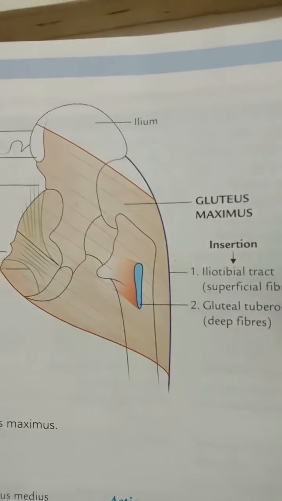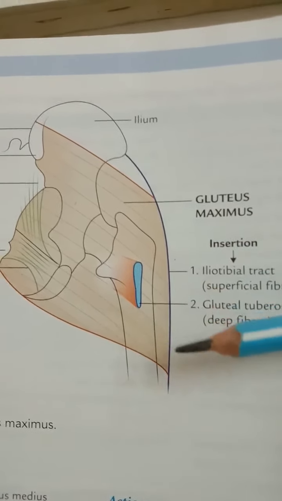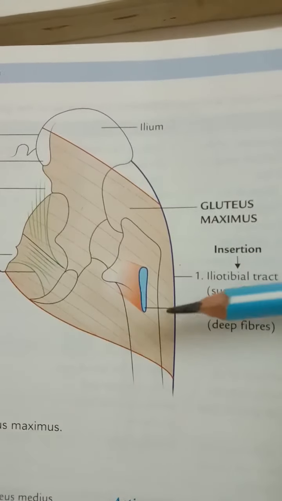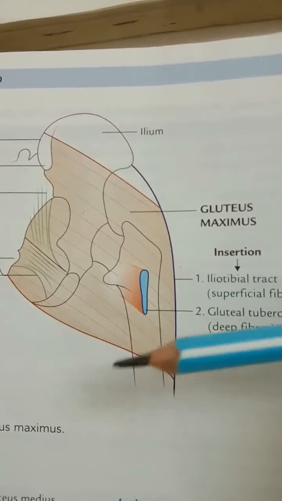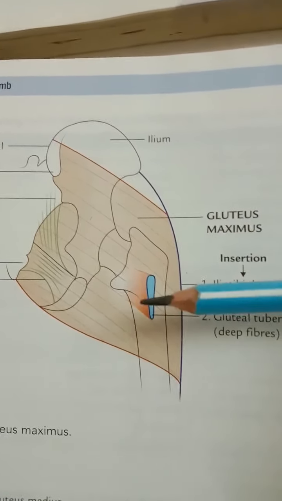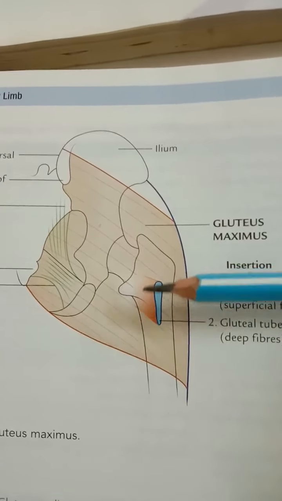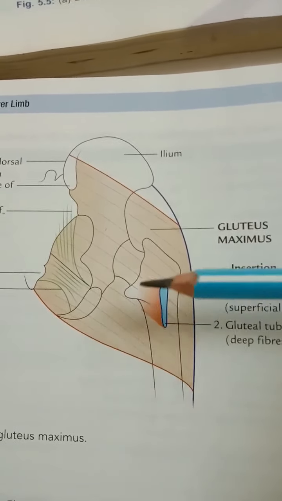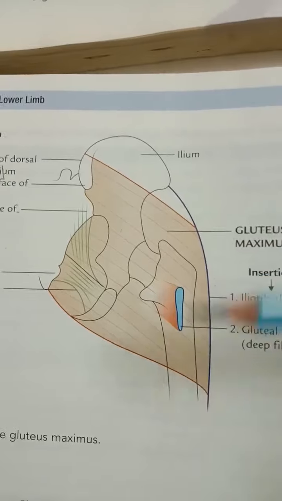Then the nerve supply of the tensor fascia lata is the superior gluteal nerve, that means L4, L5 and S1. And the action is lateral rotation of the thigh at the hip joint, and also abduction and medial rotation of the thigh and extension of the knee joint. So that is the function of the tensor fascia lata.